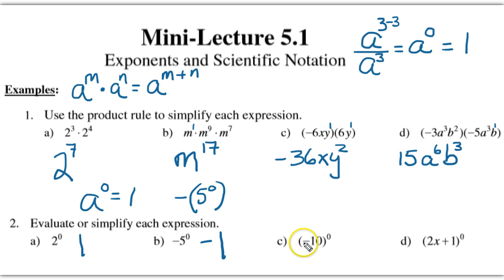Now here the base is negative 10, and what's in the parentheses now to the 0 power is going to be 1. Again, all of this is the base that's to the 0 power. So this is going to equal 1.